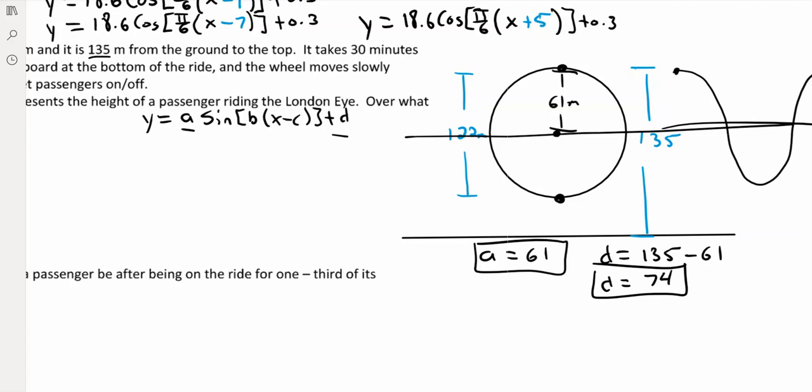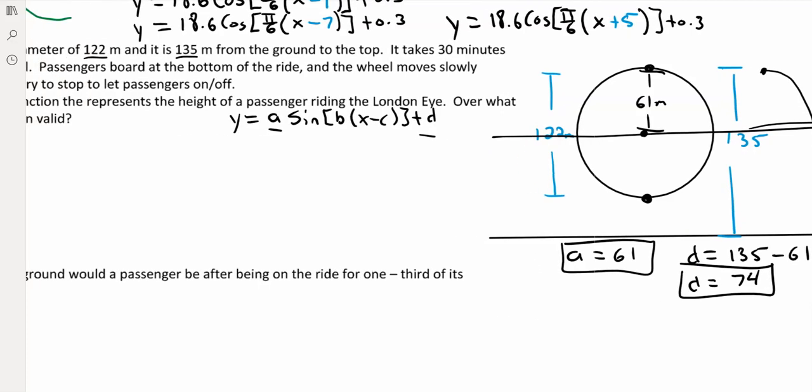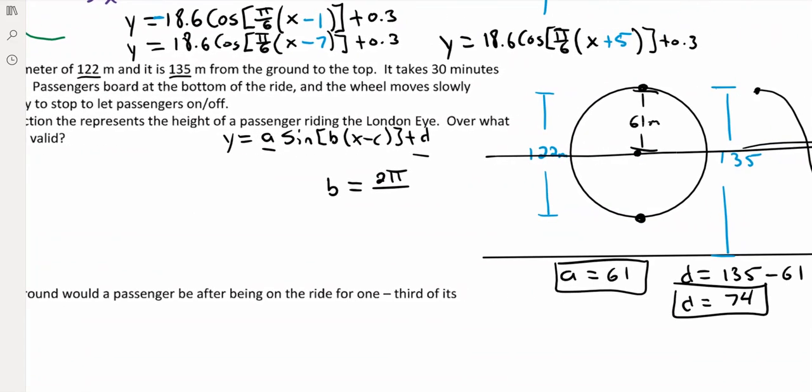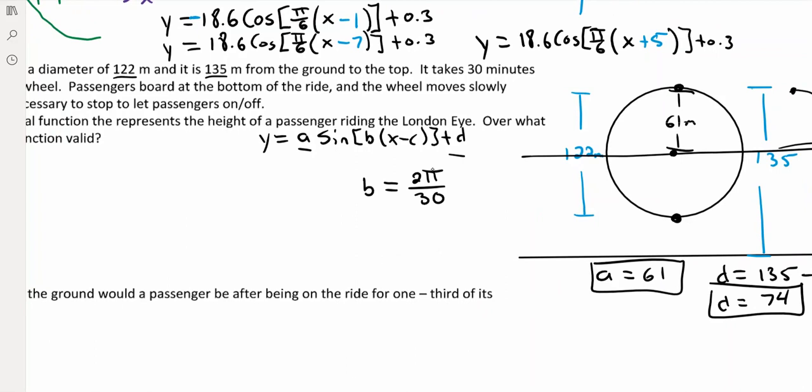So now we'll find our B value. So remember our B value is related to the period. So what's the period? I think they tell us, right? It takes 30 minutes for one rotation of the wheel. So that's going to be 2 pi over 30 minutes. We kind of like to leave the pi if we can, so I'm just going to simplify that a bit. 2 over 30 would be the same as 1 over 15. So that would just be pi over 15. All right, so we got B.